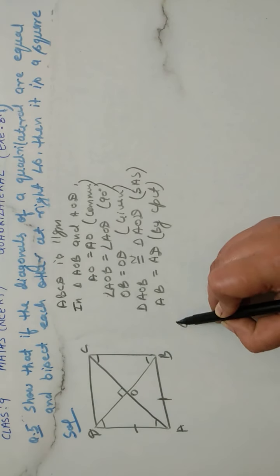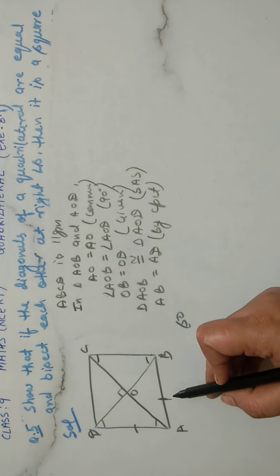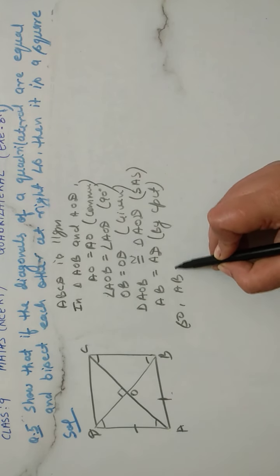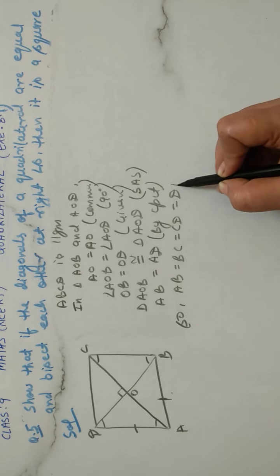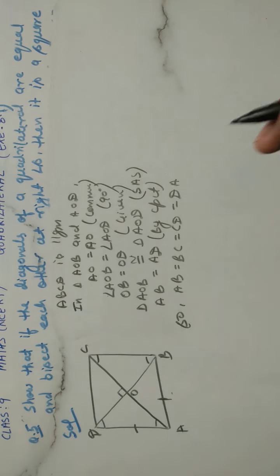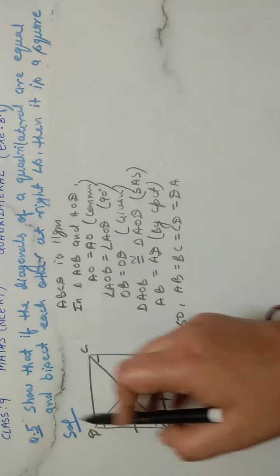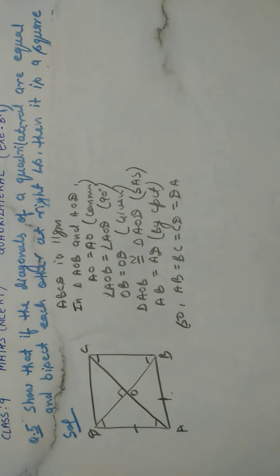Okay, so just have a look. AB is equal to CD and AD is equal to CB. So AB is equal to BC is equal to CD is equal to DA. All sides are equal. But now here we have to prove that the angle is also 90. So for proving the angle as 90, we are taking this complete angle ABD and this BAC so that we can prove these two angles as 90.